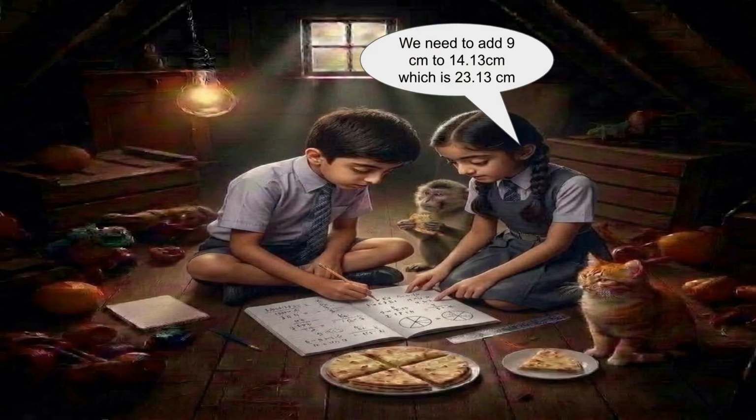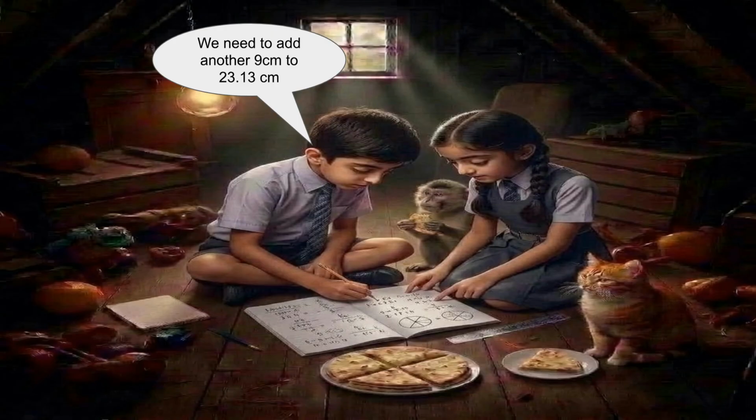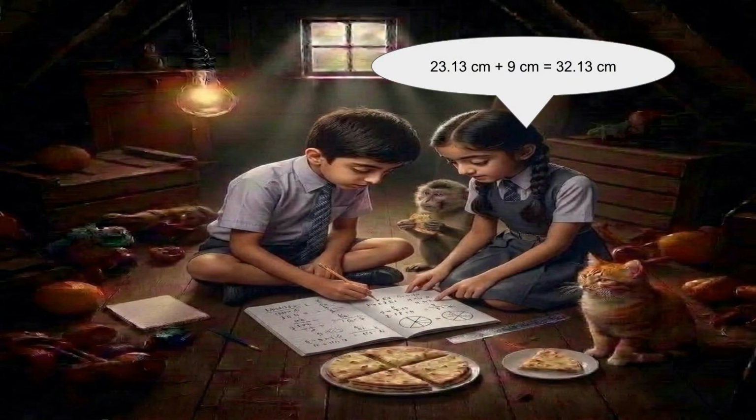The boy adds one radius, 9 cm, to the arc length, getting 23.13 cm. He is thinking that is the total perimeter. The girl reminds him to add the second radius as well to find the full perimeter of the quarter circle slice. So now the final calculation is 23.13 cm plus 9 cm, which is equal to 32.13 cm.